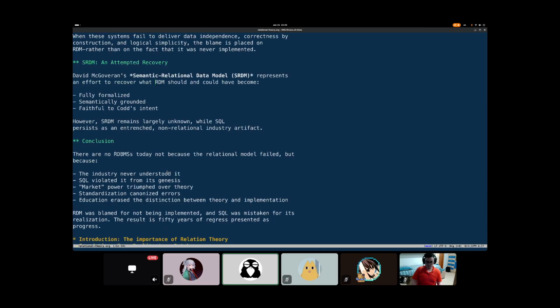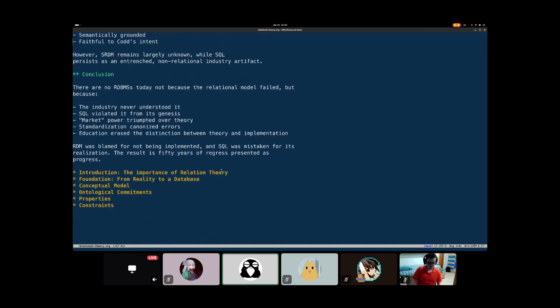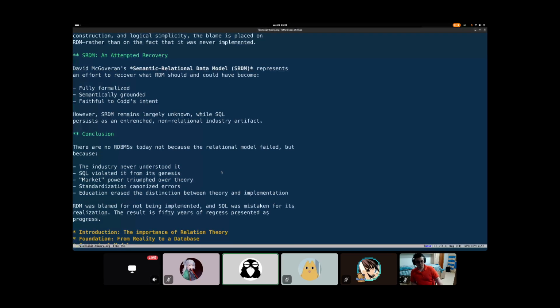So, conclusion for today. There's a bunch more to go over, but I think it's already too big. There are no RDBMSs today because the relational model failed essentially, and it's not because of theory, but because we failed to convey how it should be implemented in the first place. So the industry never understood it.